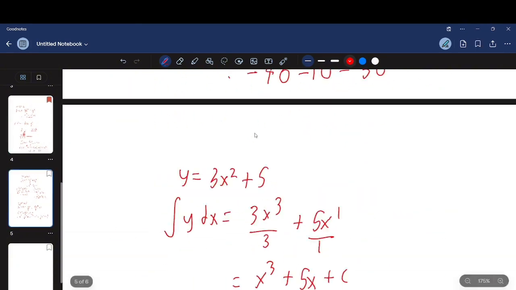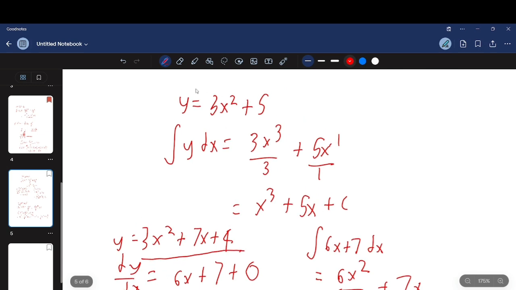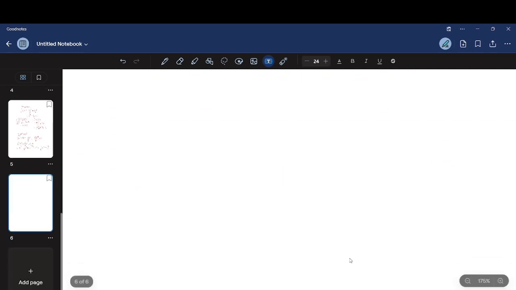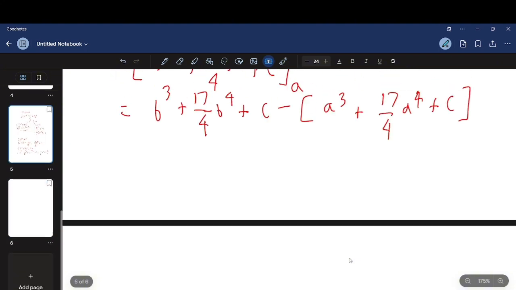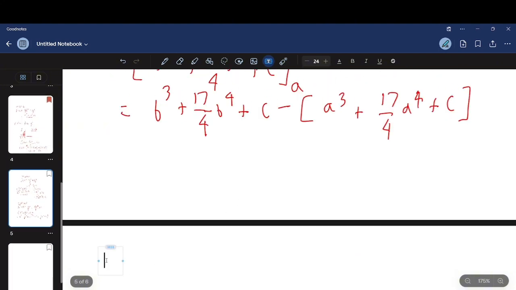But whenever you are integrating without limits and finding simple equations like this, where we are integrating 3x squared plus 5, we must add a constant at the end of the integrated equation. So these are basically everything you need to know about integration. So what integration actually is, that it is the opposite of differentiation, and it finds the area under the curve between the limits.